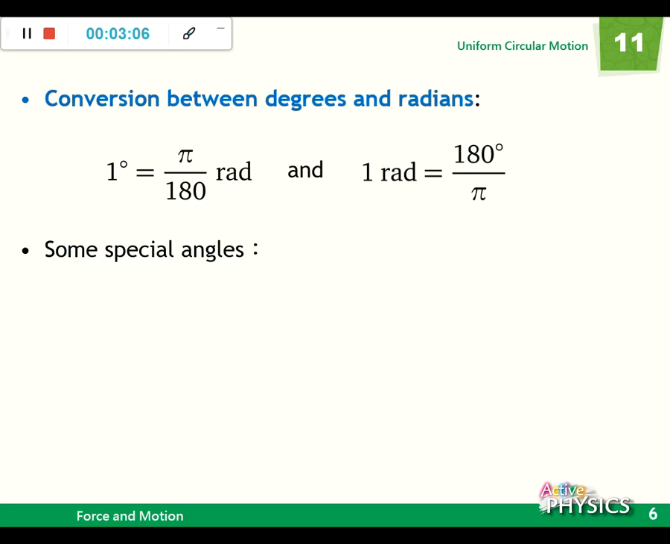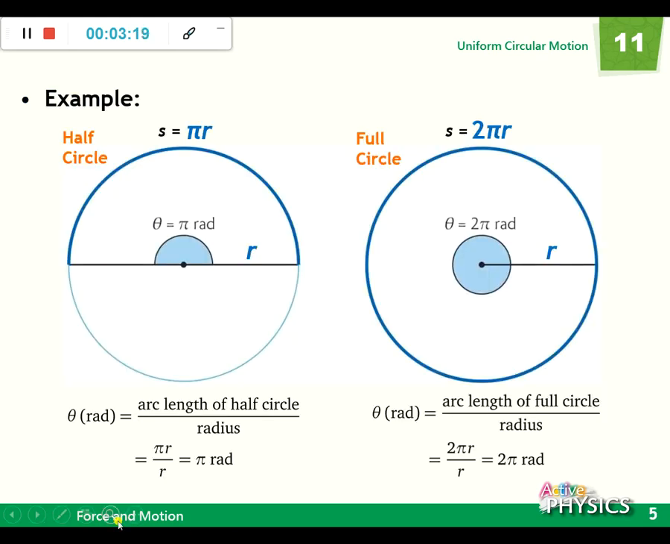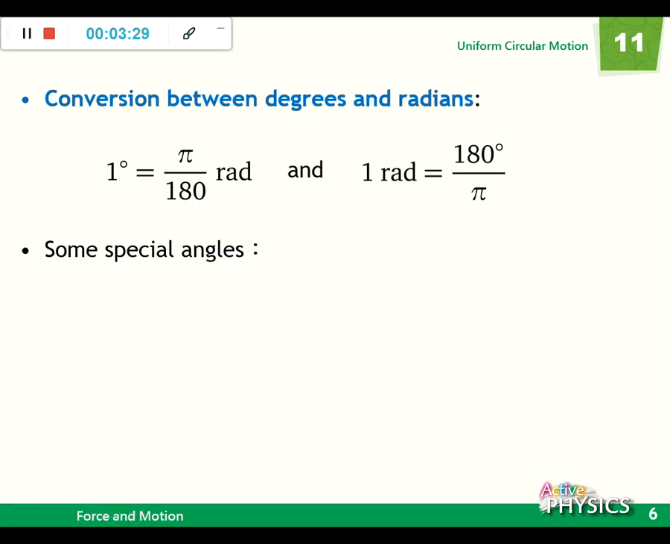Okay? Then look at this. The conversion between degrees and radians should be this. 1 degree should be pi over 180. What happened? Look at this. For a half circle, pi radian means 180 degrees. So in ratio, in order to find out how many radians, it should be pi over the degree. In order to find out 1 radian, it should be 180 over pi.